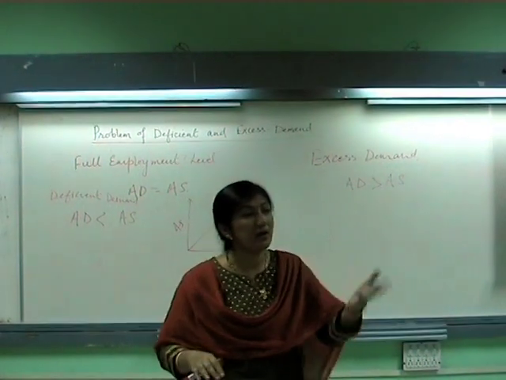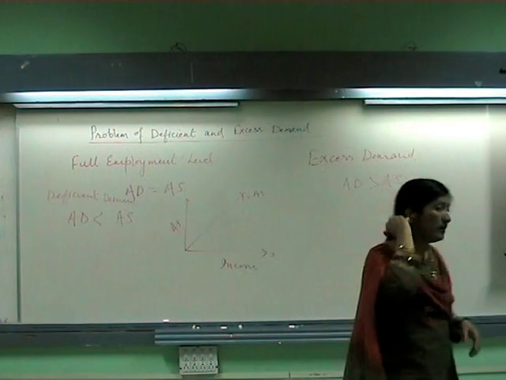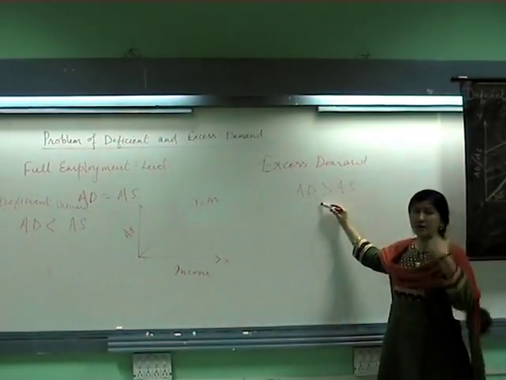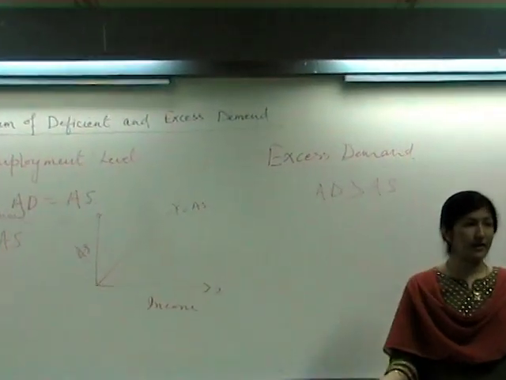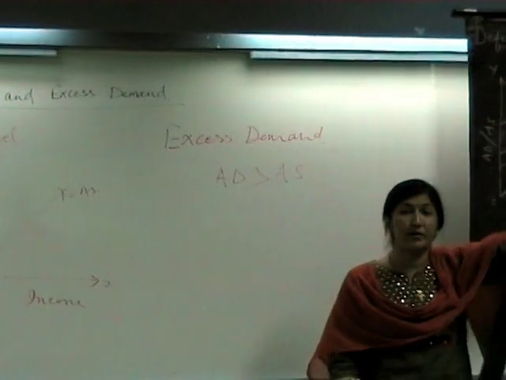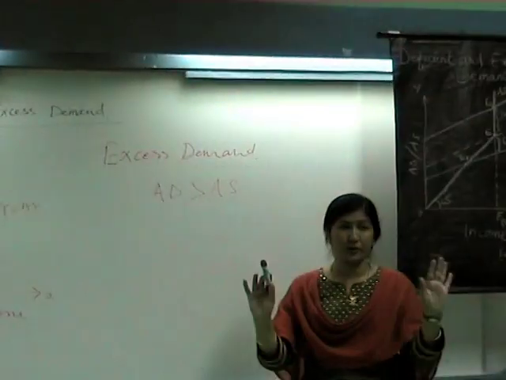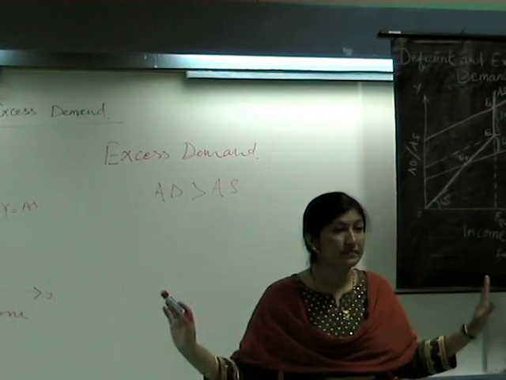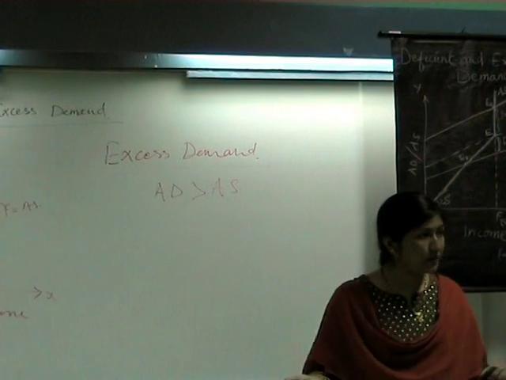Now what can be the consequences? Aggregate demand is exceeding aggregate supply directly. Demand is more. People are demanding, but things are not available. You have reached the full employment level. You are not able to increase your output. So output cannot be increased. Income cannot be increased because output is fixed.